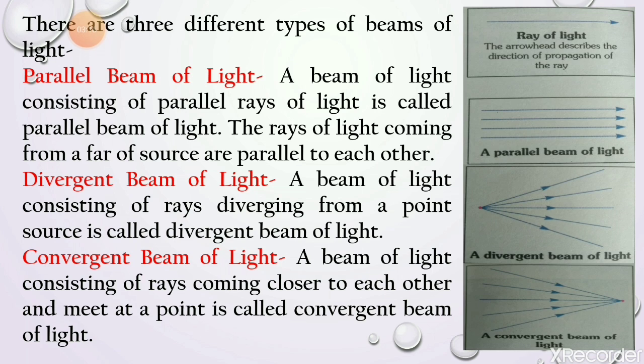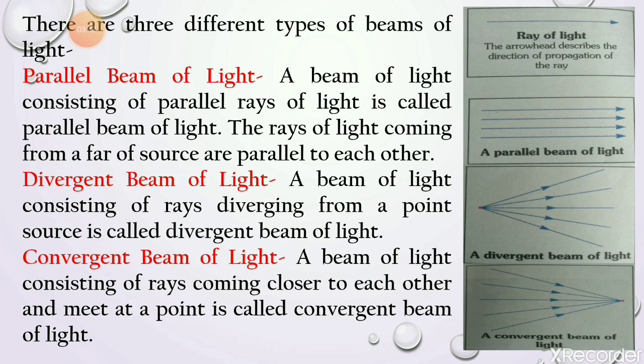Now there are three types of beams of light. As we know, the collection of light rays is called a beam of light. So there are three different types of beams of light. The first one is the parallel beam of light. When a beam of light consists of parallel rays, meaning the light rays are traveling parallel to each other, then this type of beam of light is called a parallel beam of light.